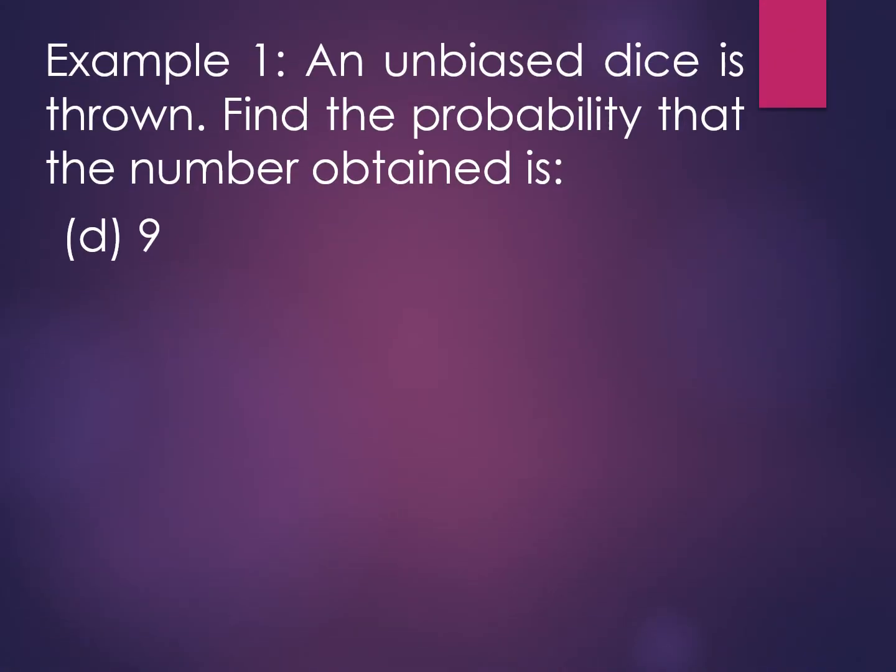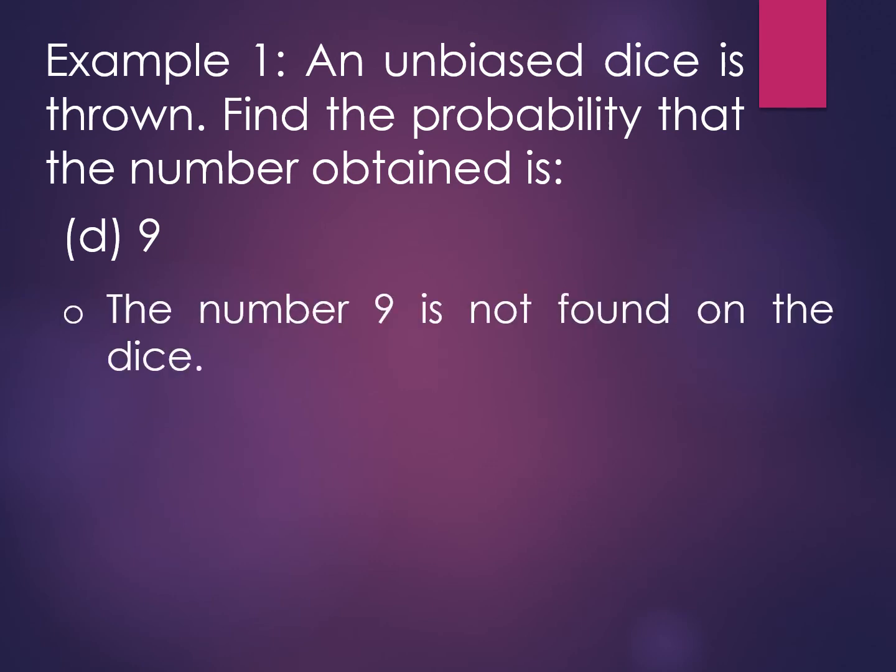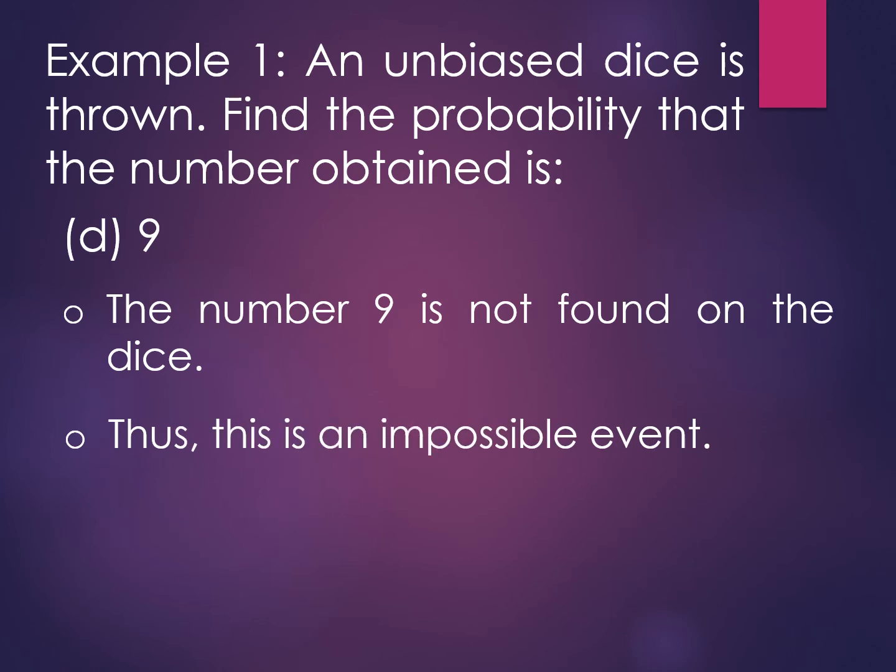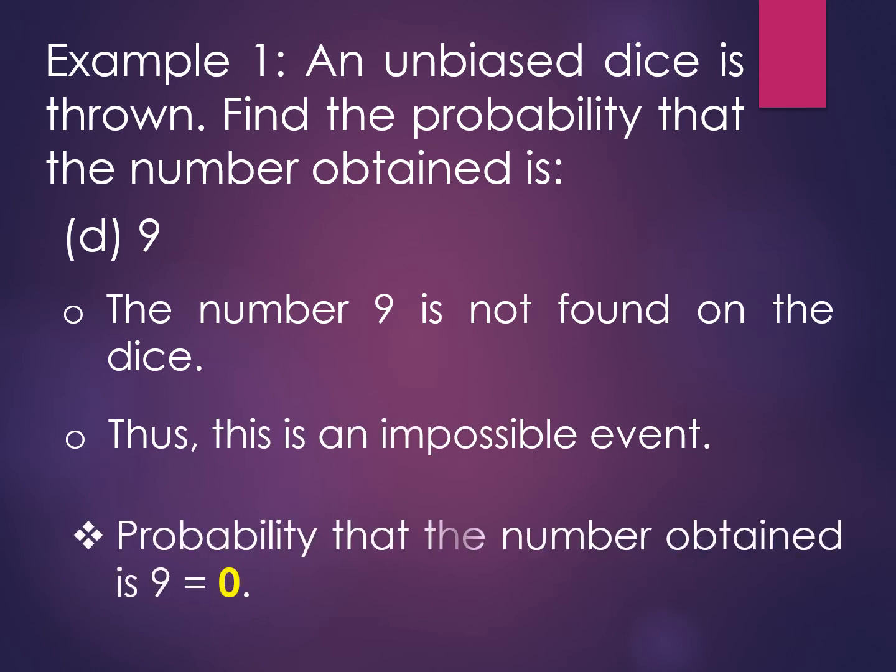Now let's move on to letter D. What is the probability that the number obtained is 9? The number 9 is not found on the dice because it's only 1 to 6. Thus, this is an impossible event, so therefore, the probability that the number obtained is 9 equals 0. It is impossible that we are going to have number 9 because on a dice, we only have 1 to 6.